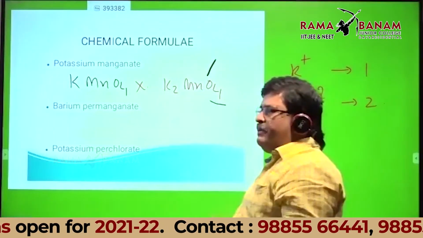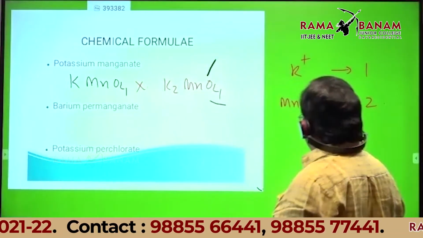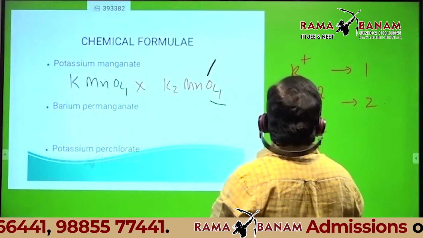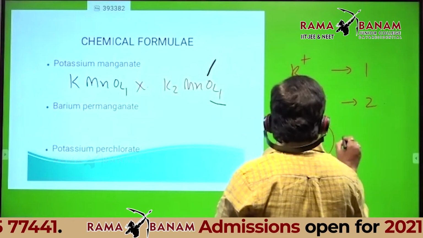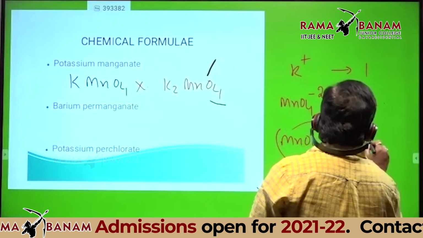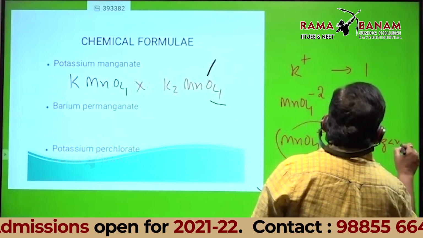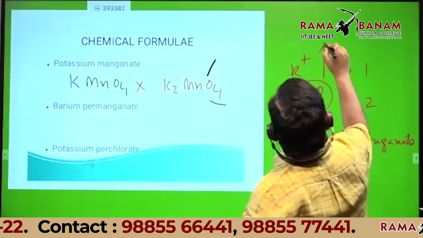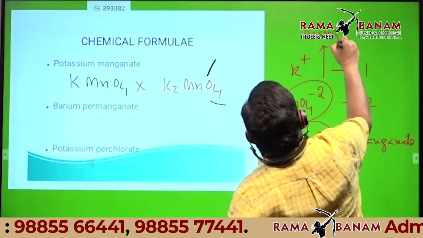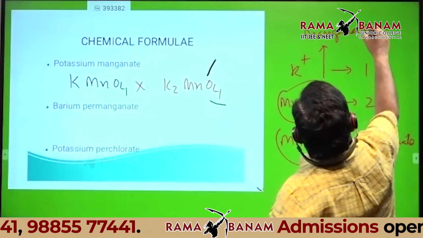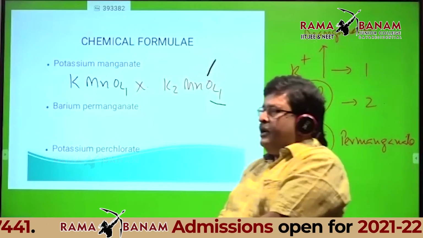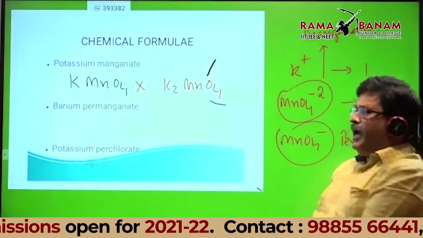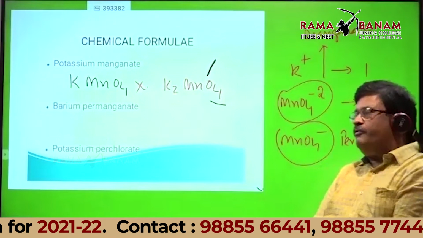You should know the difference between manganate ion and permanganate ion. Permanganate is MnO4 minus. This is permanganate, students. This is manganate. So potassium manganate is not KMnO4. Potassium manganate is K2MnO4.